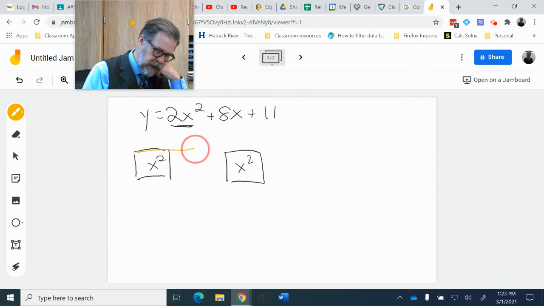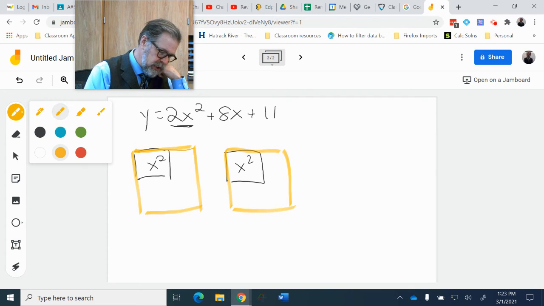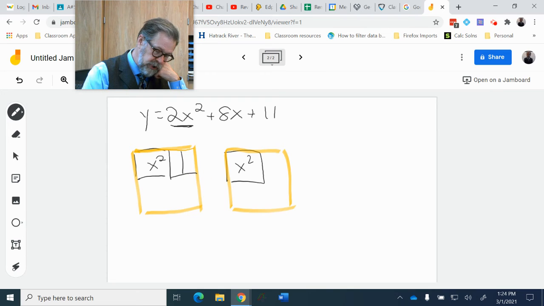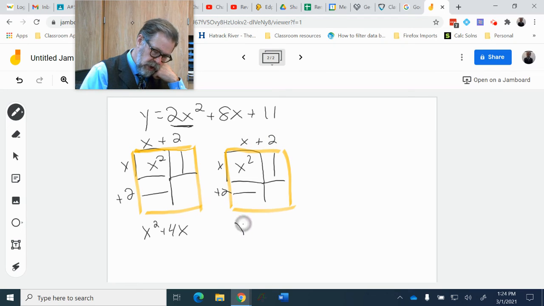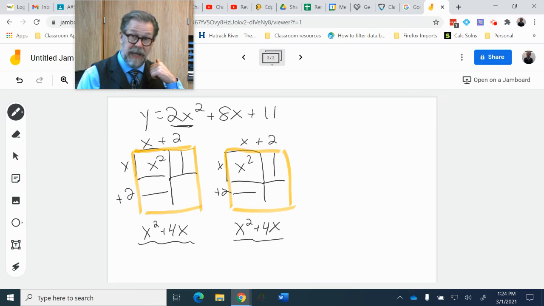I'm going to go ahead and highlight the 2 squares that I'll be building. I have a total of 8 x's. Well, that means only 4 on each. So notice that this is x plus 2 by x plus 2. This is x squared plus 4x. This is also x plus 2 by x plus 2, and this is also x squared plus 4x. Notice I've got 2x squared and I've got 8x.